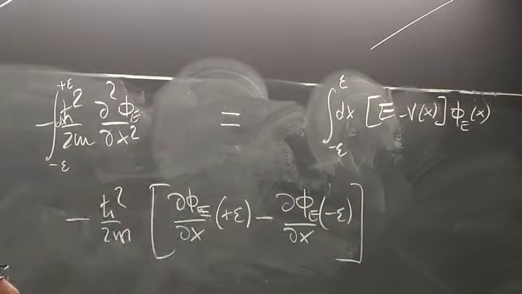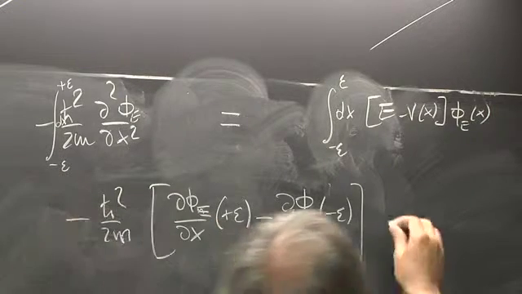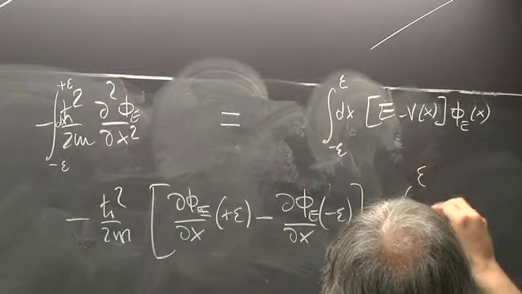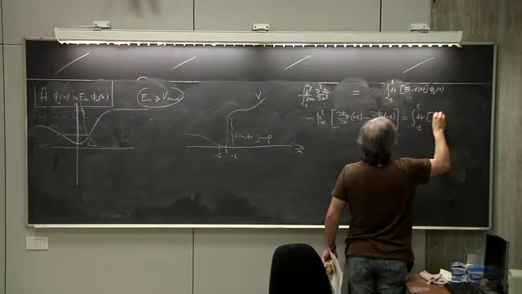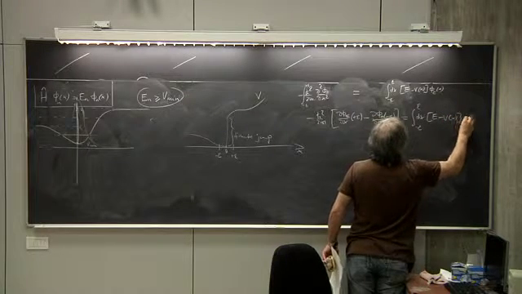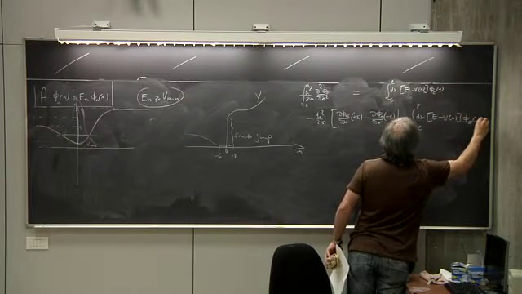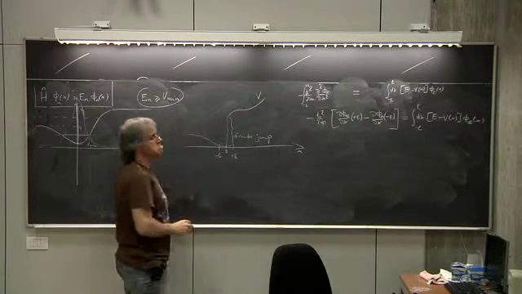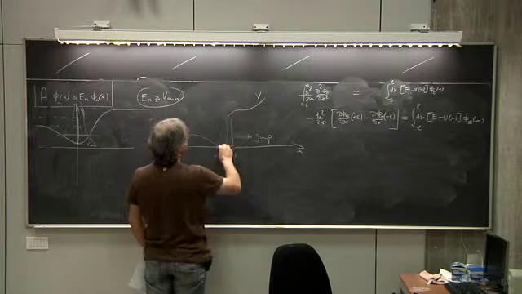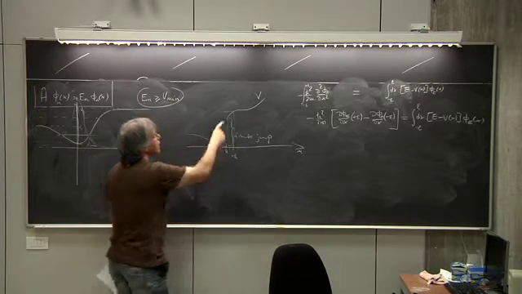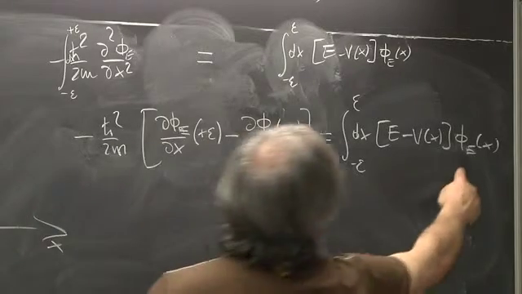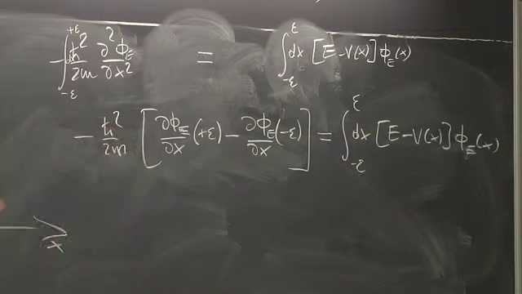So the integral on the left-hand side, I can do it. On the right-hand side, I cannot do it. But let me keep writing it. I have an integral of some function that is E minus V of x times phi of x. Now, this is a function that has a jump, but otherwise, it's a perfectly nice and innocent looking function in this interval. Phi is a continuous function. I don't know about its derivative, but it's certainly a continuous function.